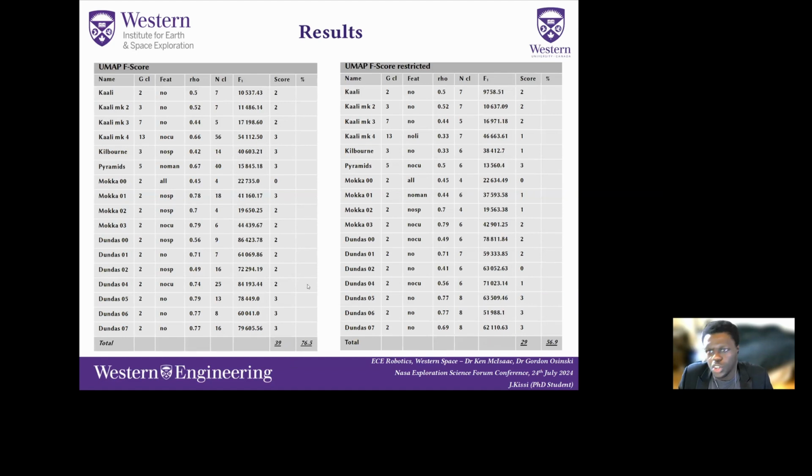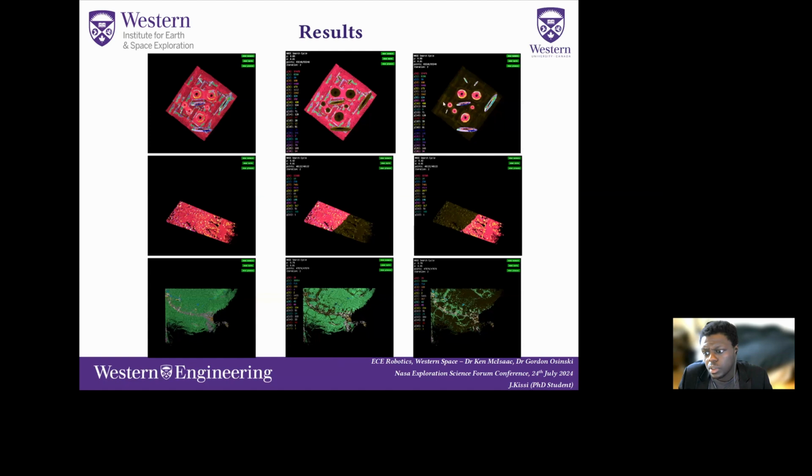The results show that the out and out winner is the UMAP F-score unrestricted, with a 76% chance that the network will select a scientifically viable classification. The next highest score was the UMAP F-score that was restricted, and that was only a 56% chance. So this was very much out in front. And these are some of the classifications here, which we can go through later if people really want to know exactly how to read these.